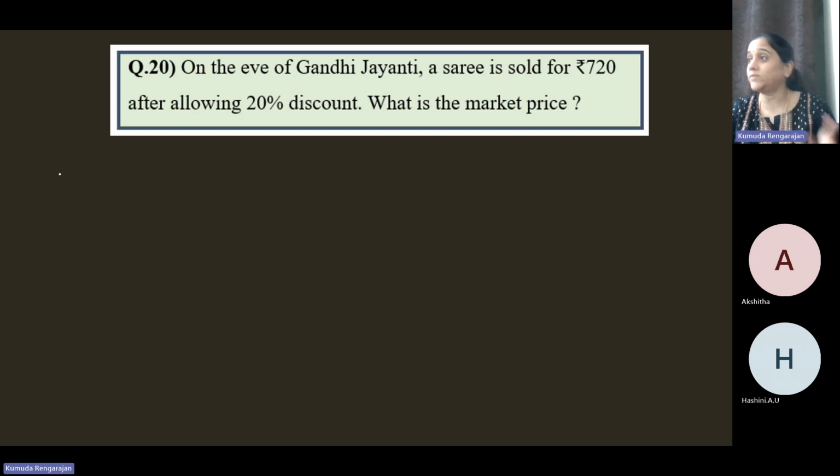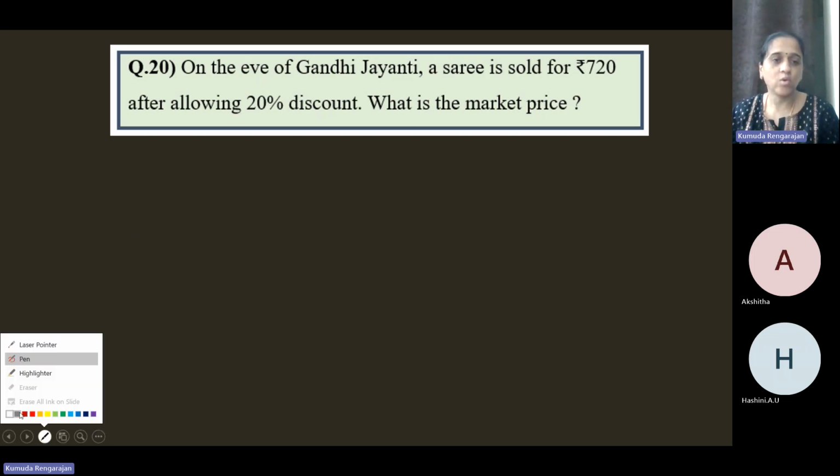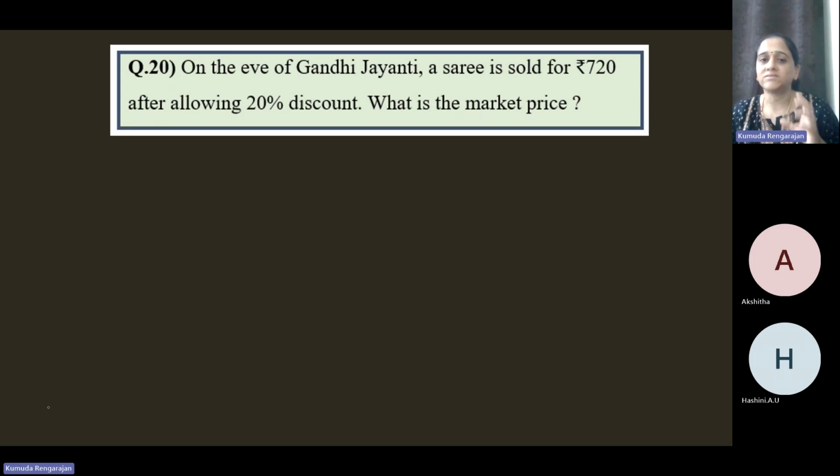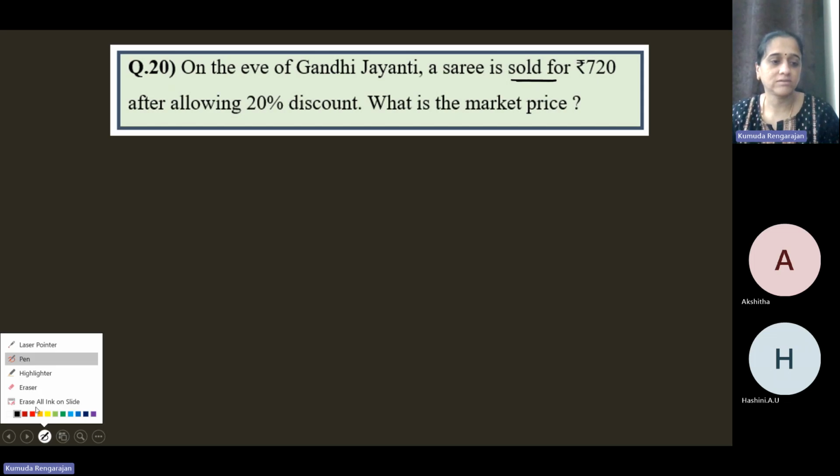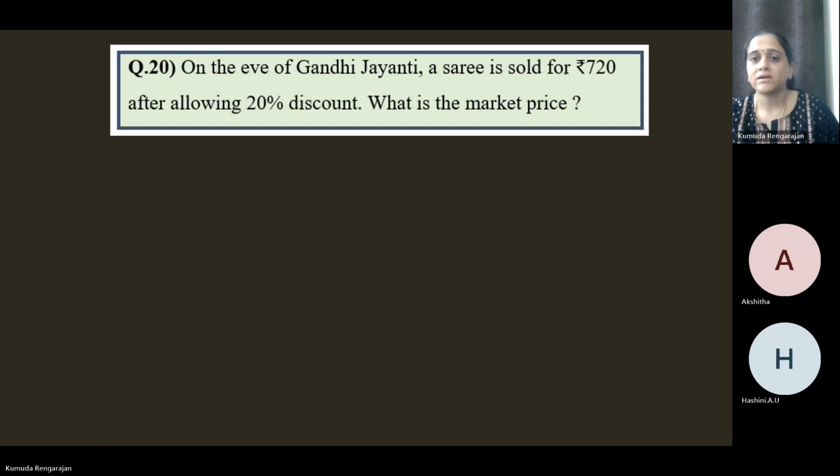A sari is sold for 720. Marked price or selling price? Selling price. A sari is sold for, selling price. Sold means selling price. A sari is marked at, marked at means marked price. Sold means selling price. Price means it will be with the tax. It's sold for 720 after giving this discount.